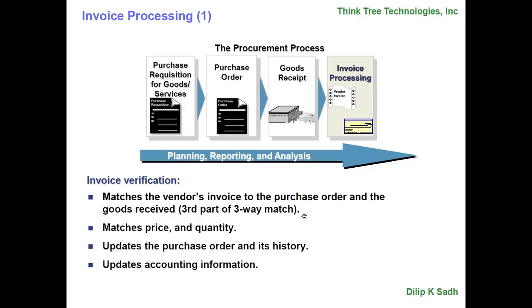That's why it's called three-way match. It's a vendor's invoice against my purchase order and goods receipt. You match your price from the PO and match your quantity from the goods receipt. The invoice verification process also updates your purchase order and its history, and it updates your accounting information system. This is again another example of real-time integration between SAP MM and finance.